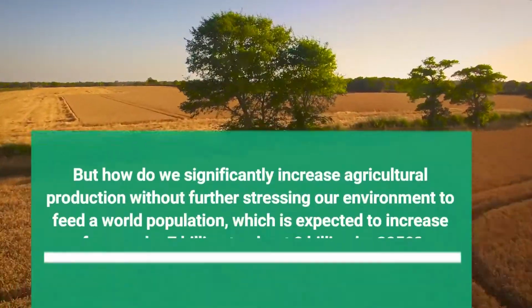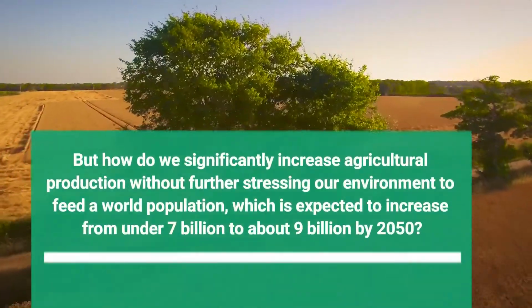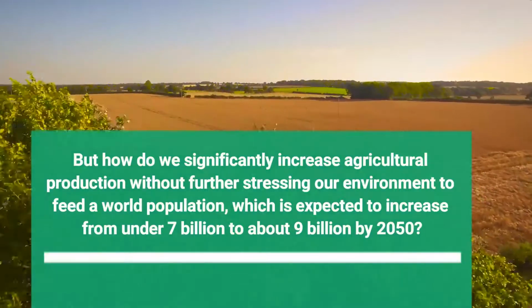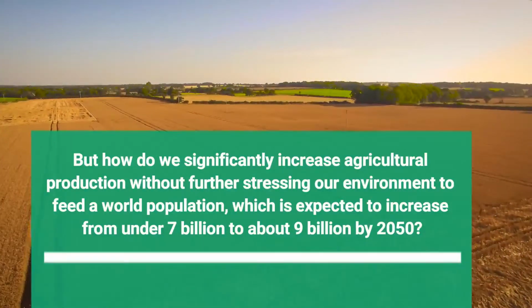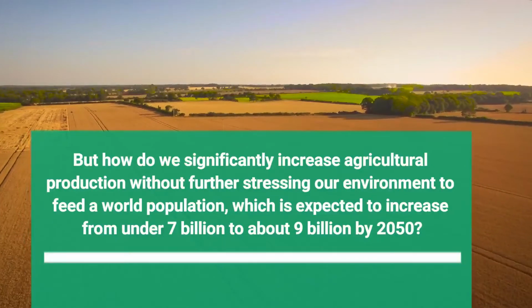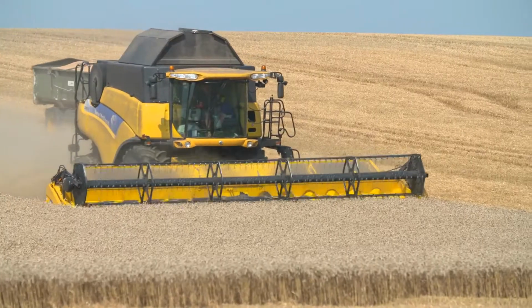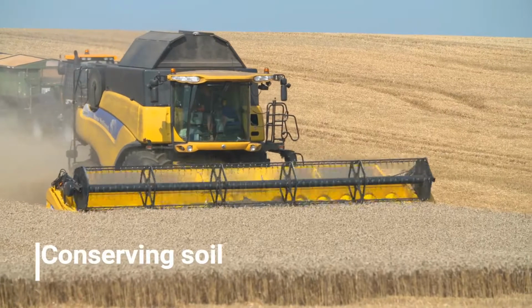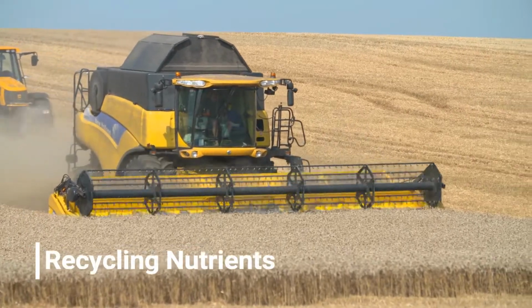But how do we significantly increase agricultural production without further stressing our environment to feed a world population, which is expected to increase from under 7 billion to about 9 billion by 2050? Some ways we can do that are through conserving soil and recycling nutrients.